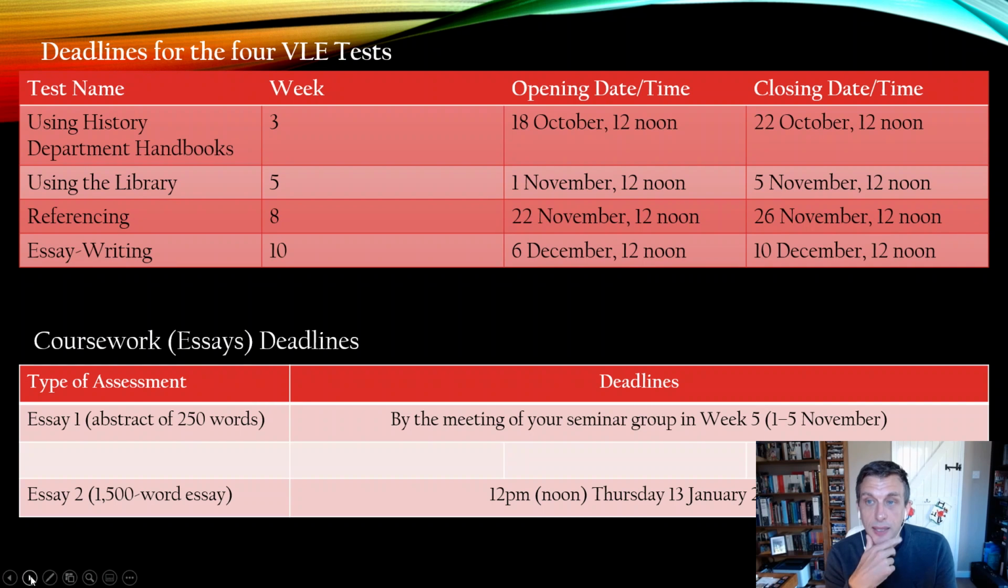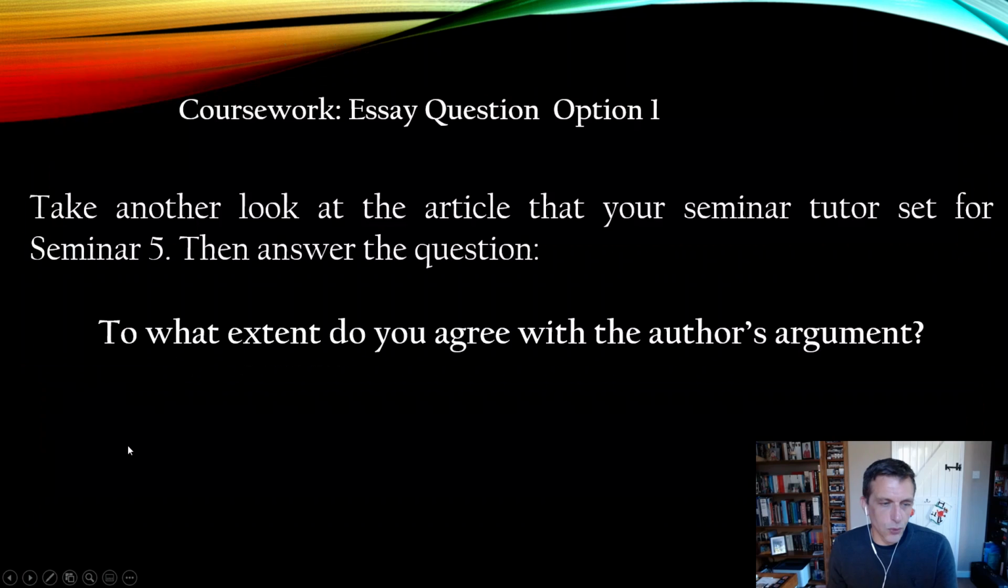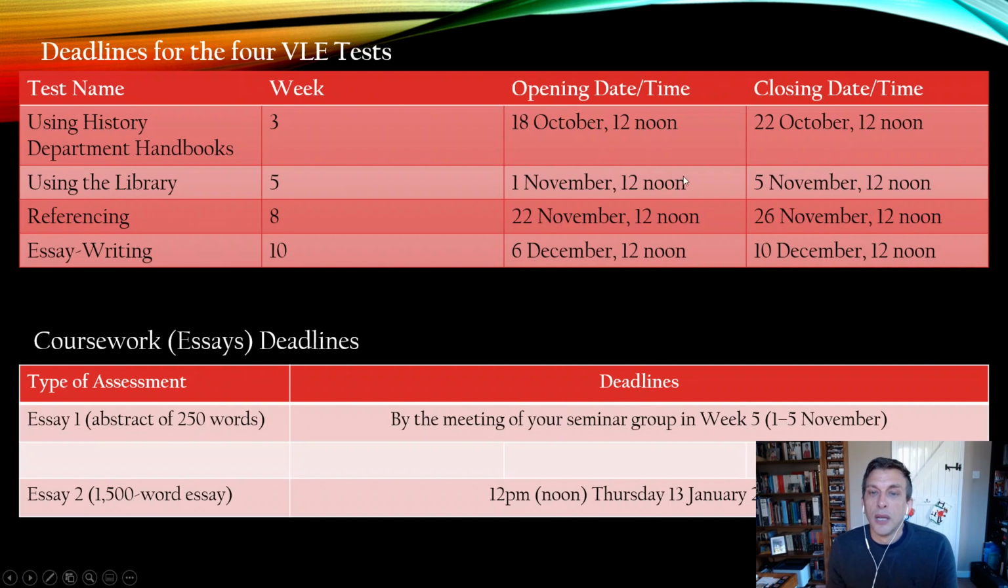So here are the deadlines that you will encounter for all assessments on this module. Okay. So you can see there are the 4 individual VLE tests, which are learning environment tests, using history department handbooks, using the library, referencing, essay writing. We're in weeks 3, 5, week 8 and week 10. So they open 18th of October at 12 noon and close on the 22nd of October at 12 noon. Open on the 1st of November, close on the 5th of November, and so on. And you simply take the tests in that period. As I said, you can take them as many times as you like to get 100%.